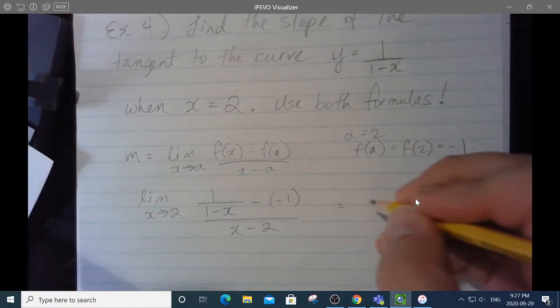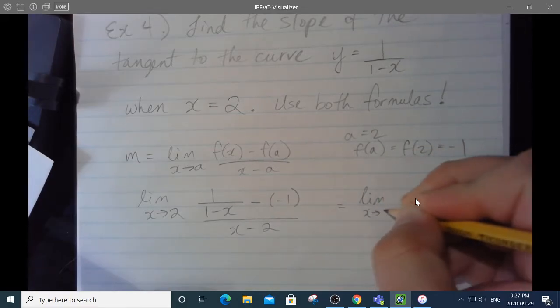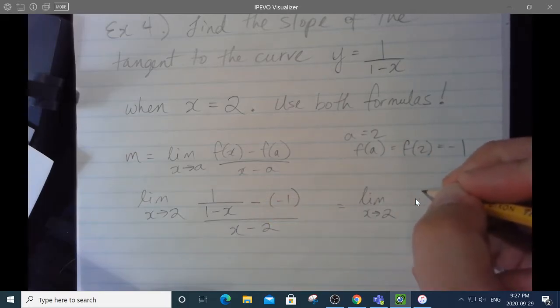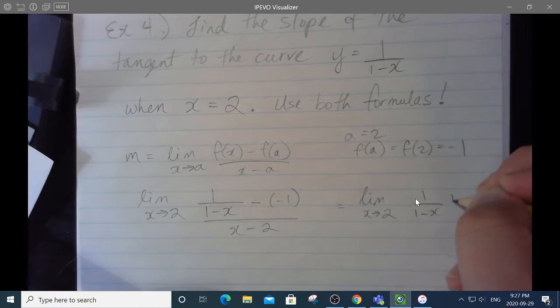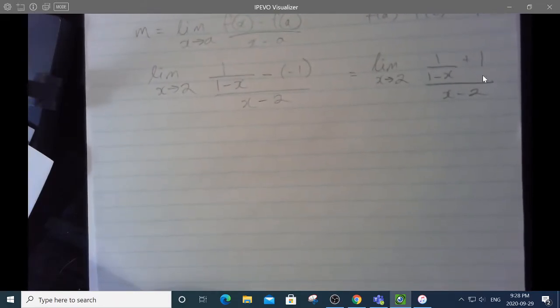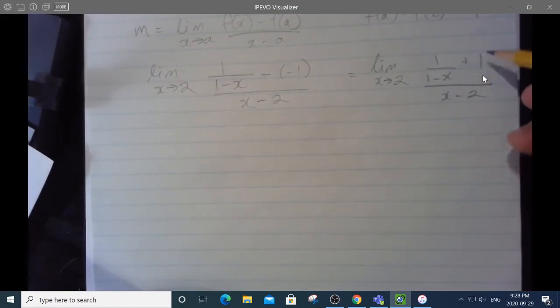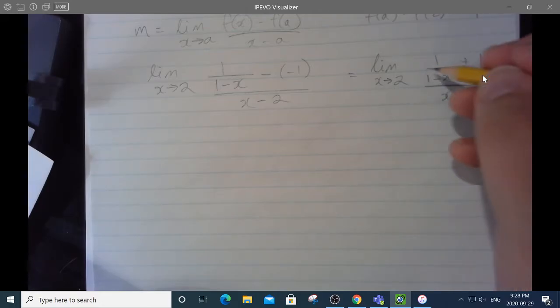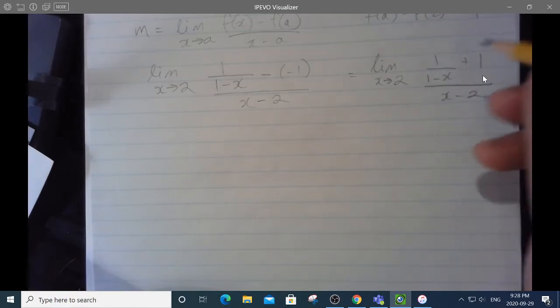So let me first of all tidy this up. This is the limit as x approaches 2. Watch out for the negative here, so that's 1 over 1 minus x plus 1, all over x minus 2. Okay, what can I do with this? I'm reaching into my toolbox of algebraic strategies to think of a way to make this look different so that I can eventually cancel the x minus 2. Well, I can't think of anything other than this is a fraction plus a whole number. I'd like to make it so that I can combine these two things.